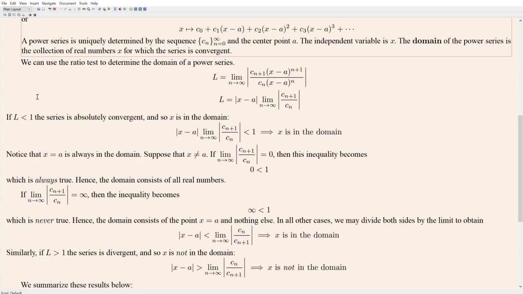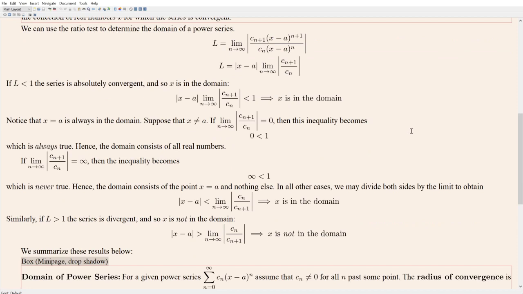So since this is the ratio test, if this quantity is less than 1, then the series is absolutely convergent, and it follows that this value of x is in the domain. So that's what I write here. Now there are a few cases to consider here because x is a variable. x is not fixed.